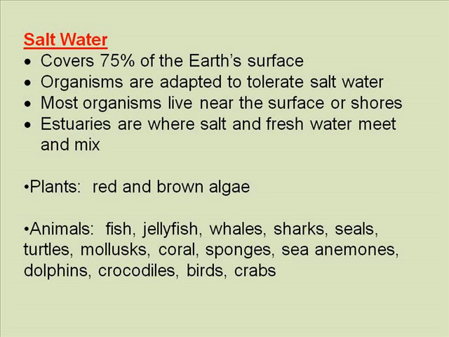The saltwater biome is one of 2 water biomes that we have on Earth. Your salt water is going to cover about 75% of the Earth's surface. Organisms that live in your saltwater biome are actually adapted to be able to tolerate the salt that is in the water. The majority of the life in our saltwater biome is actually going to live near the surface of the water or close to coastlines.